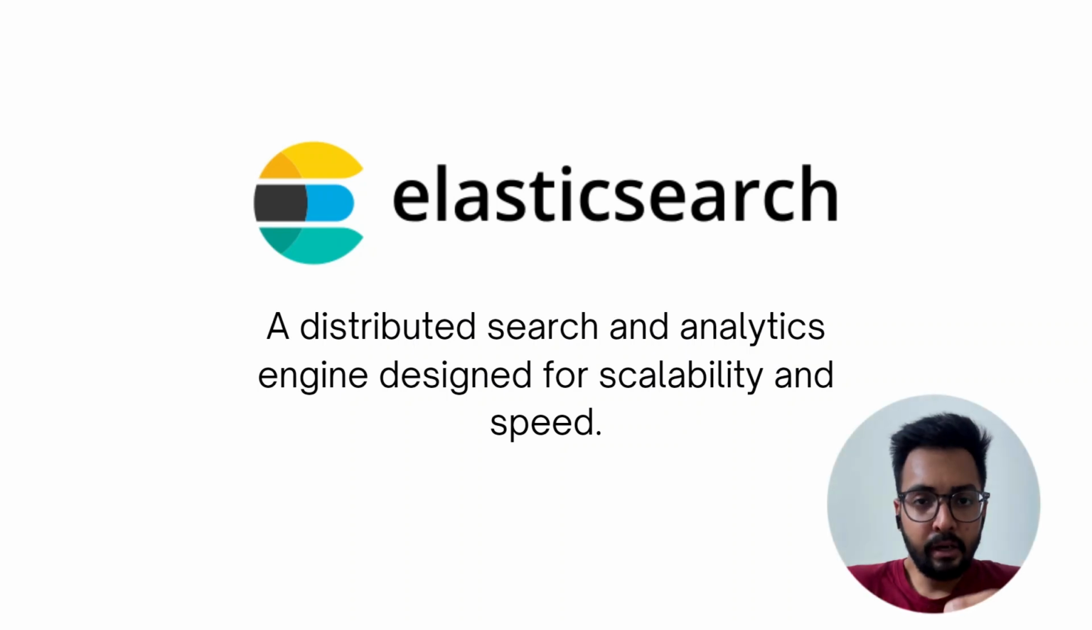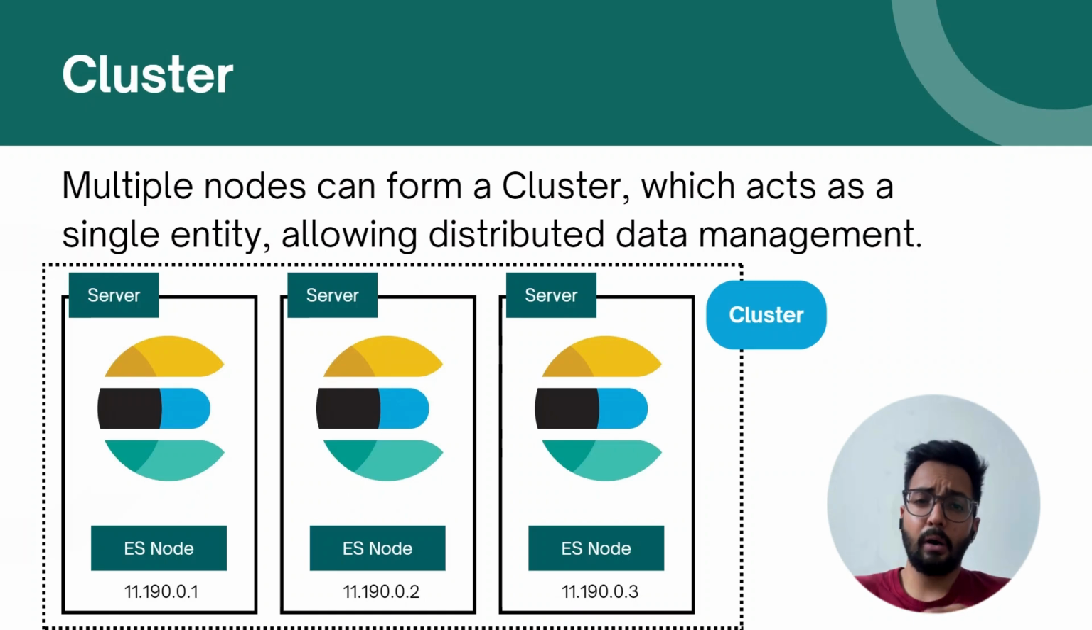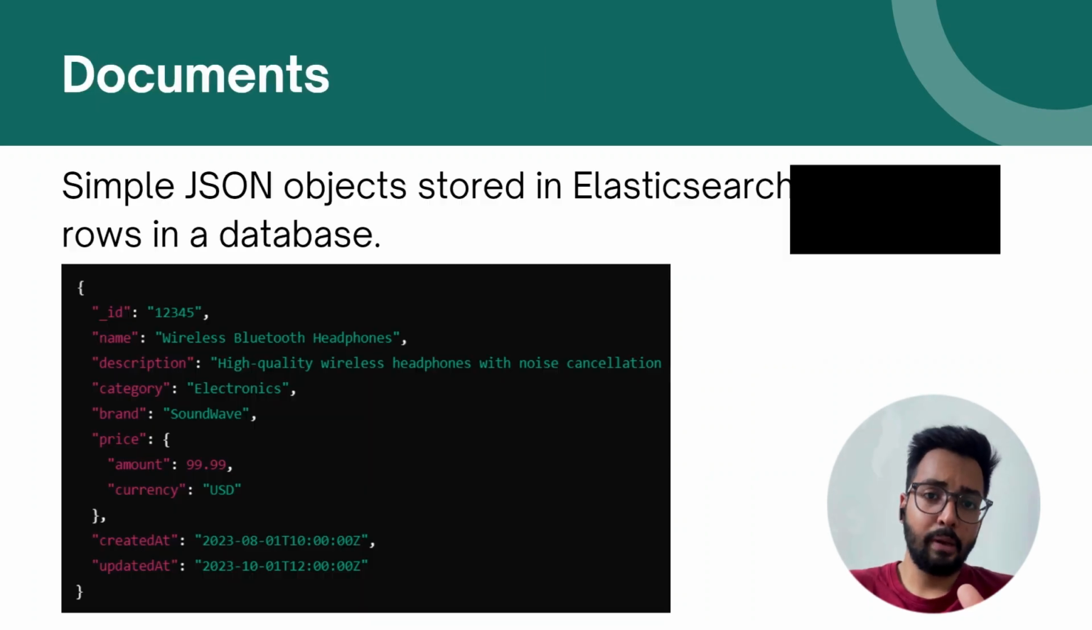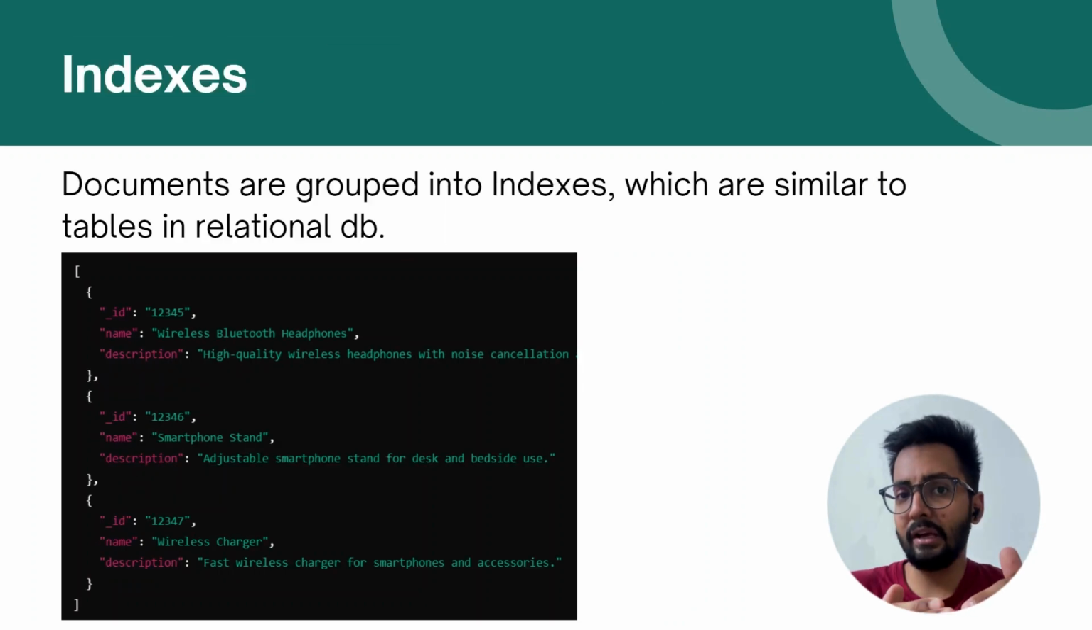Before we dive deep into Elasticsearch, let's get familiar with some key terminology. First, let's start with nodes. Nodes are individual Elasticsearch processes, typically running one per machine. Multiple nodes form a cluster, which acts as a single entity, allowing for distributed data management. Next, we have documents. These are simple JSON objects stored in Elasticsearch, similar to rows in a relational database. Documents are grouped into indexes, which are similar to tables in a relational database.